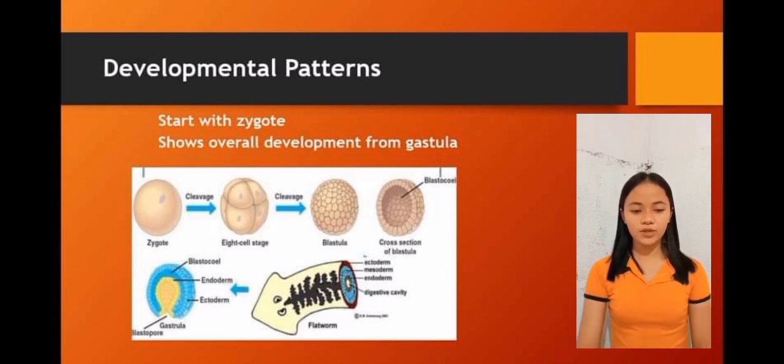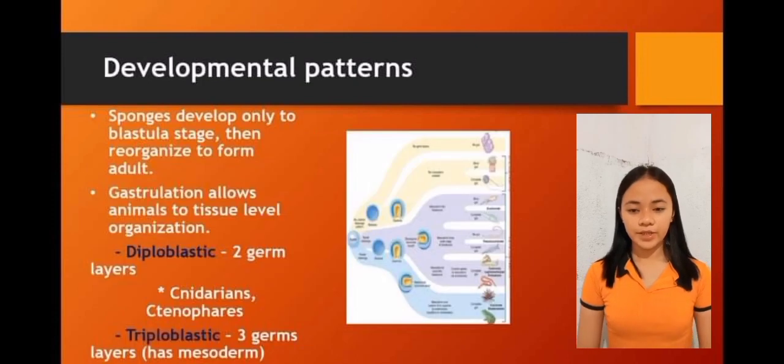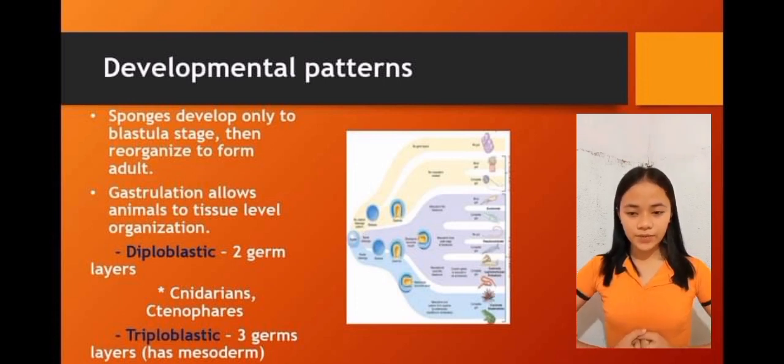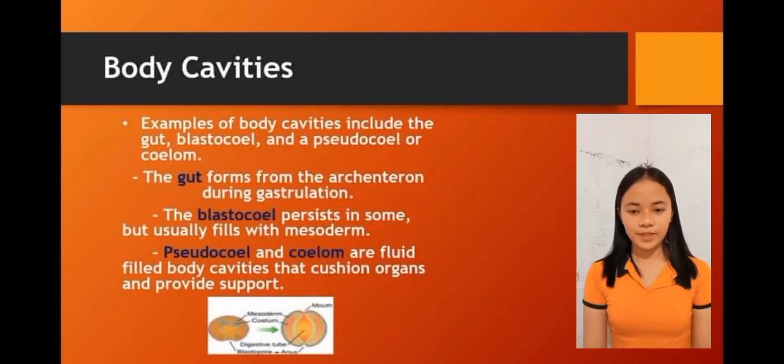Let's go on. Developmental pattern: sponges develop until the blastula stage. They reorganize to form the adult. Gastrulation allows animals tissue-level organization. Diploblastic, the two germ layers. Triploblastic, three germ layers. Okay, let's go on to the body cavities.